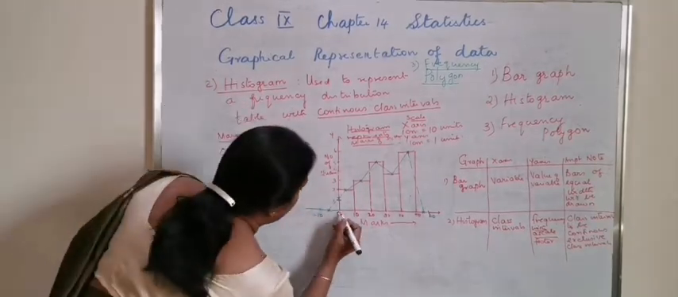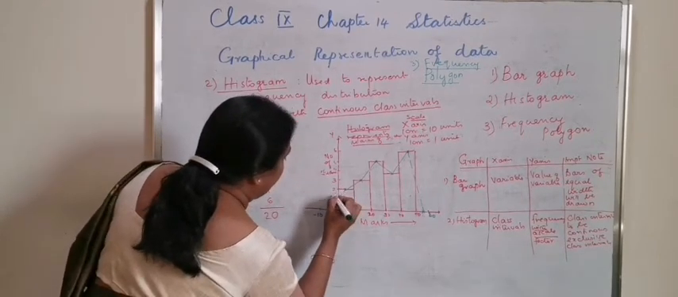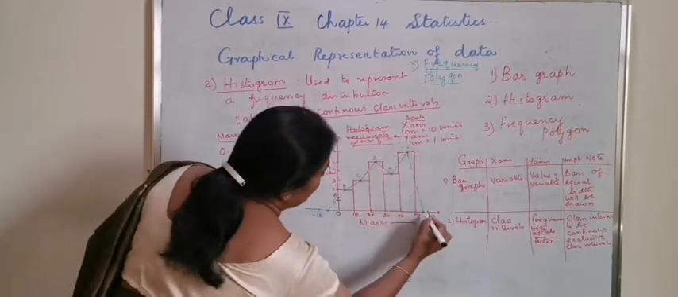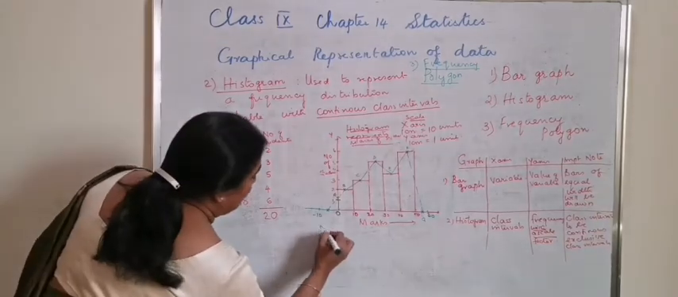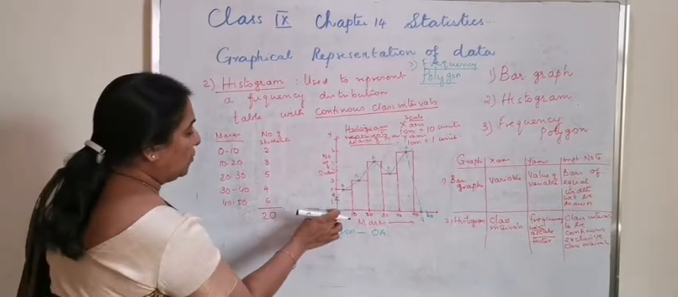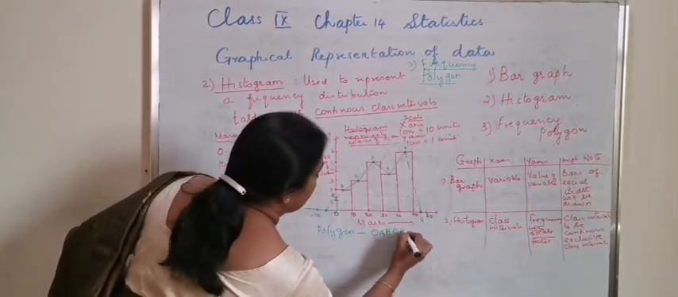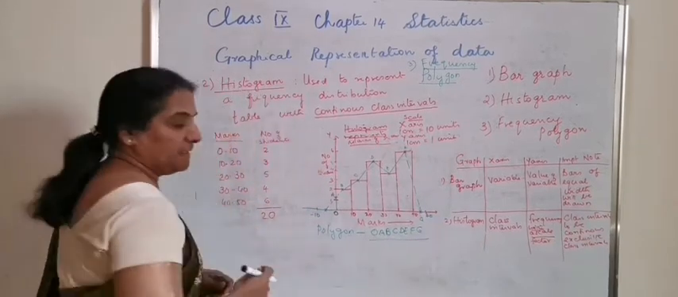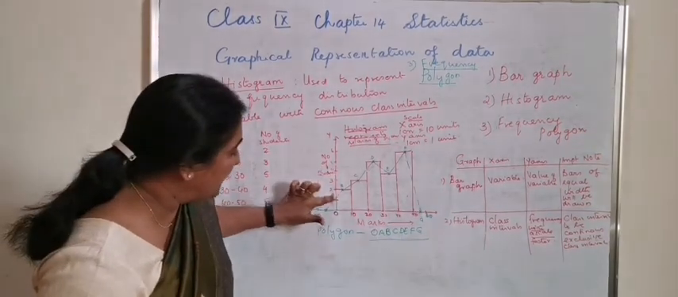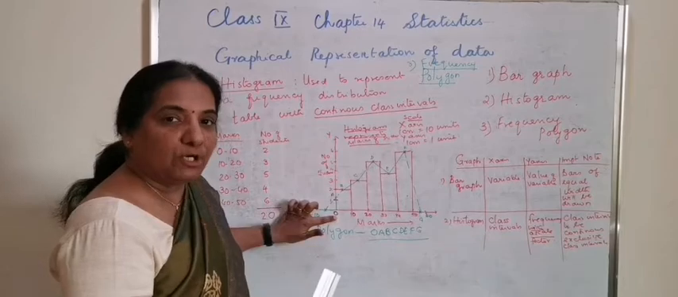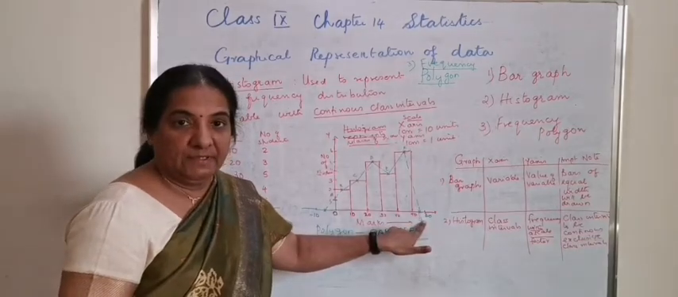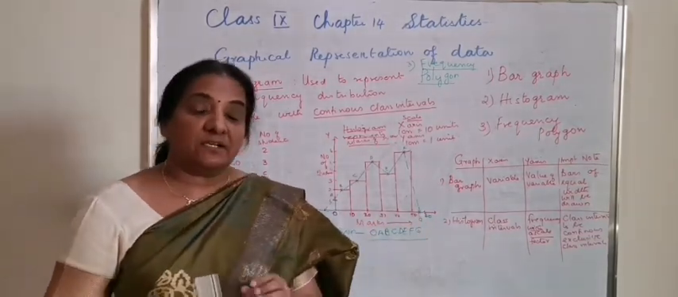The polygon will be, let's name the points O, A, B, C, D, E, F, G. The figure is represented by O, A, B, C, D, E, F and G. That is, the point where it is touching the y-axis will be joined with the origin, and the polygon will be O, A, B, C, D, E, F and G. So a frequency polygon will always be a closed figure.